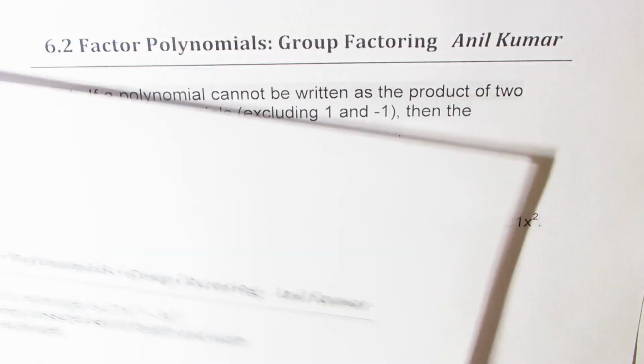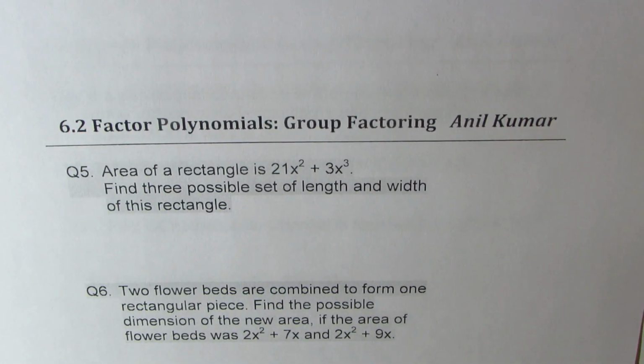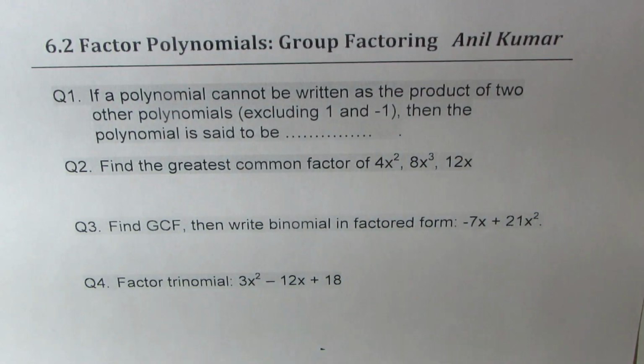And then the next 2 questions for us will be these 2. Area of a rectangle is 21x squared plus 3x cubed. Find 3 possible sets of length and width of this rectangle. And question number 6. 2 flower beds are combined to form one rectangular piece. Find the possible dimensions of new area if the area of flower beds was 2x squared plus 7x and 2x squared plus 9x. Okay. So these are the 6 questions which we are going to answer in this particular video.